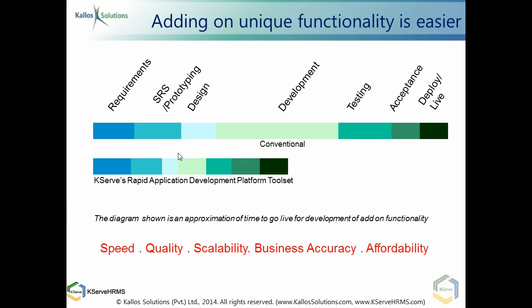If you want to add additional modules, there are customers who ask us to add a travel module that's unique to their business, or they want to add an integration to some other system, you will find that addition of additional processes or modules to KServeHRMS is inexpensive and rapid. We have a rapid application framework, which was used to build the product itself, available to extend the product, and so KServeHRMS can flex to add more functionality as time goes by.